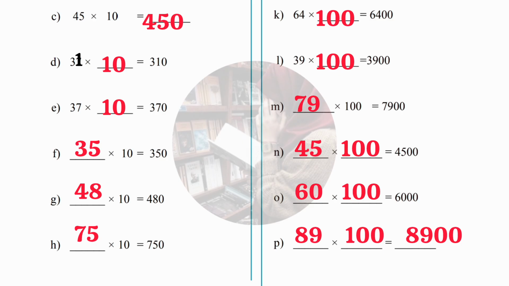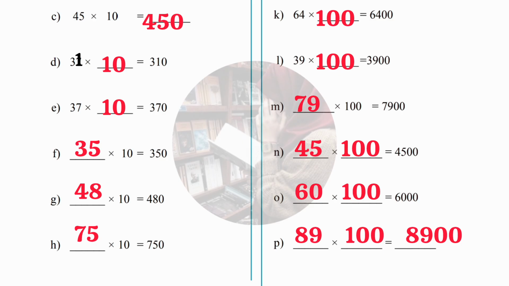Next one. So 39 multiplied by what will get 3900. So here two zeros are there, means we have to multiply it by 100. So 39 multiplied by 100, 3900 is the answer. Next one, dash multiplied by 100 equal to 7900. Here two zeros are already there. And the number is 79, means we have to multiply it by 79. 79 multiplied by 100 is 7900.